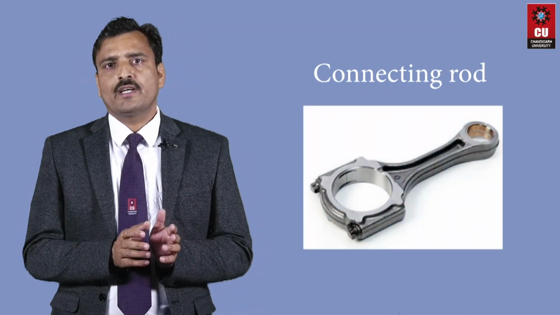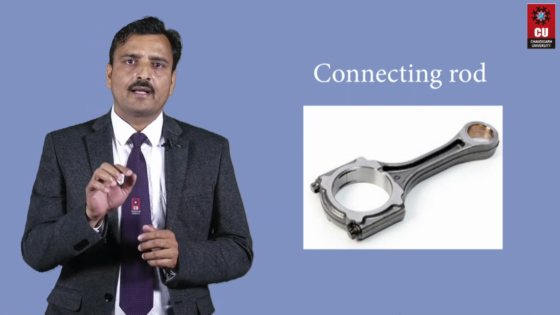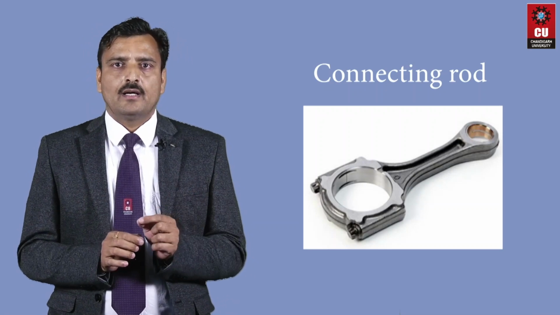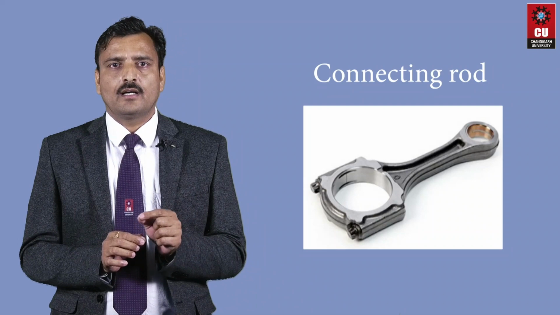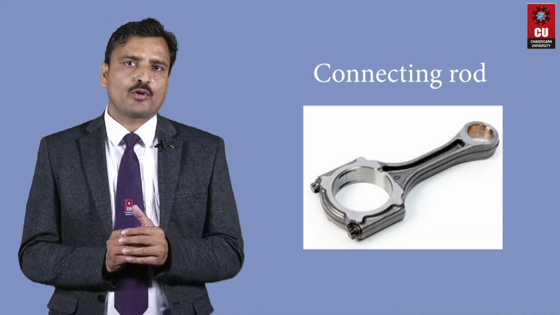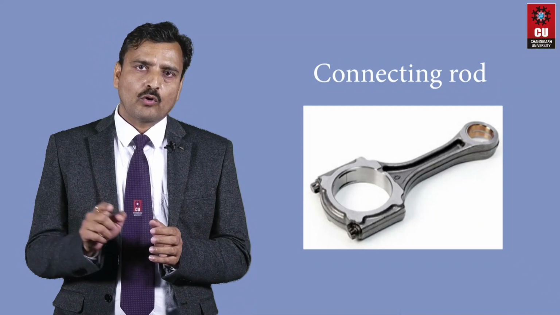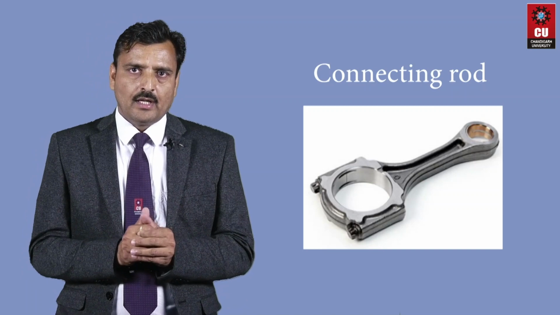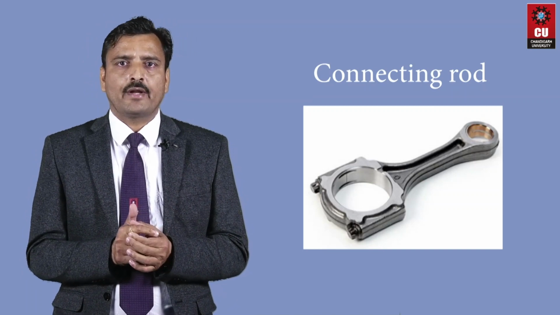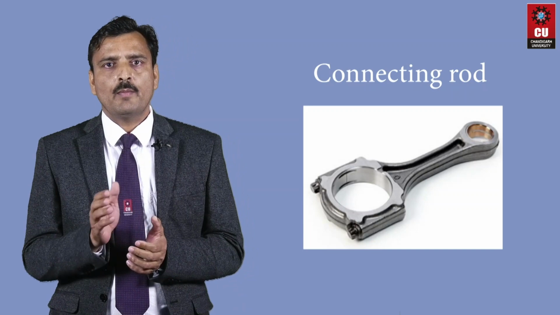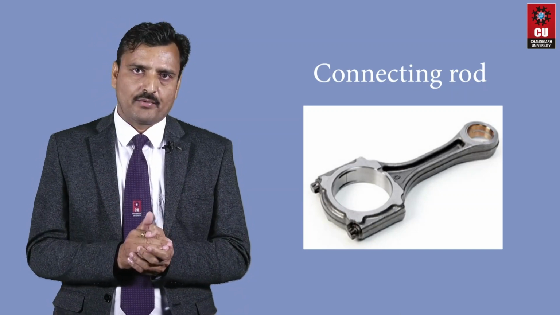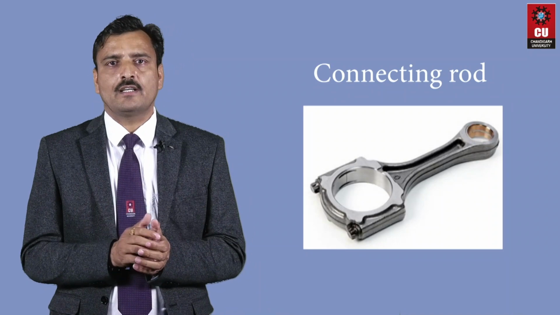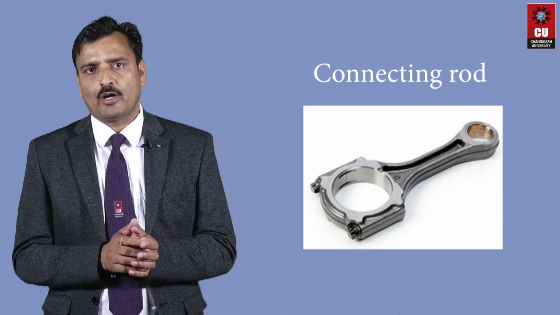And next part is connecting rod. A connecting rod is the part of the engine which connects the piston and crankshaft. Together with the crank, the connecting rod converts the reciprocating motion of the piston into the rotary motion, or you can say rotation, of the crankshaft. The fundamental function of the connecting rod is to transmit force from piston to crankshaft, and it is made of special steel alloys or aluminum alloys.